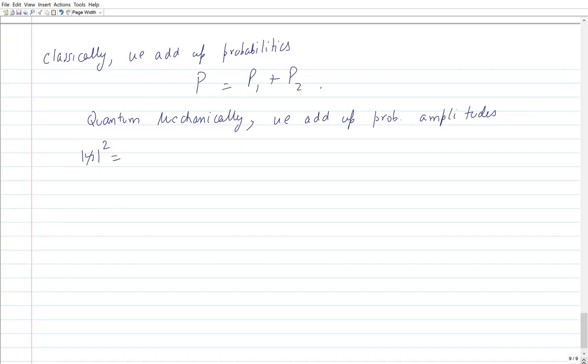And the final probability, of course, is given by the absolute square of them. So I'll just write, we add up probability amplitudes. And the probability is given by adding up. And this is called interference.